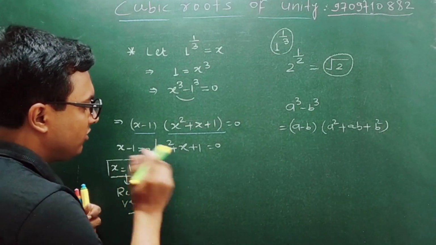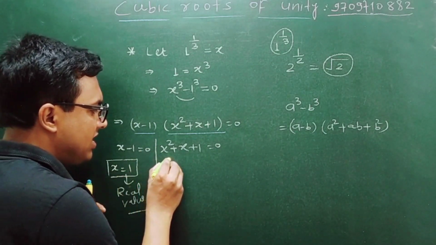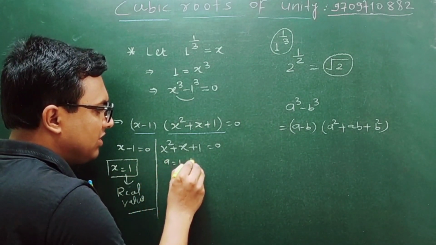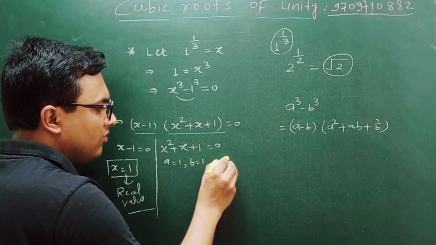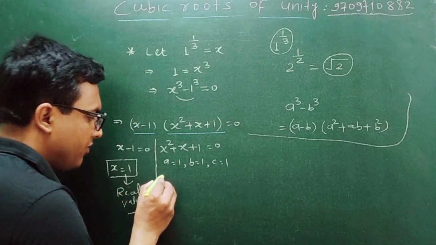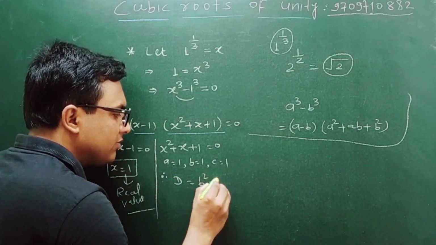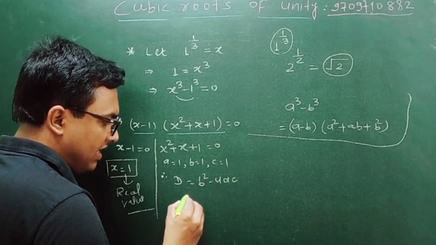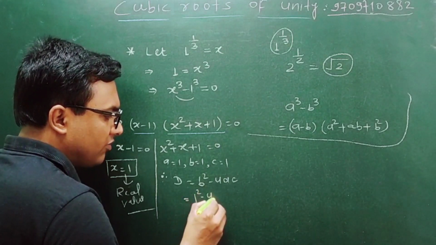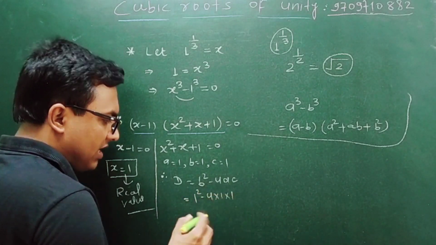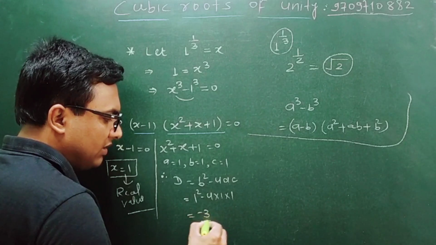How can we solve this equation? See here, a is equal to 1, b is equal to 1, c is equal to 1. Now we can find D. D is equal to what? b square minus 4ac. That means 1 square minus 4 into 1 into 1, that means minus 3. Clear?